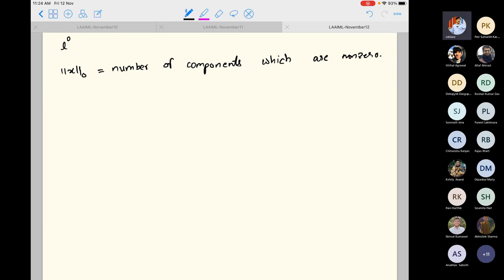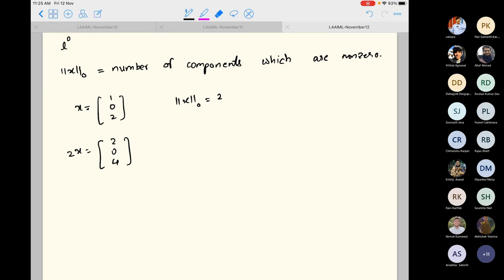I mean, why is it not a norm? Because if I have a vector x which is equal to (1, 0, 2), then what is x0? x0 is equal to 2. Now, if I have the vector 2 times x, which is (2, 0, 4), then 2x will also have x0 equal to 2. But if it were a norm, what should it be? It should be 4, right? So clearly this L0, the counting thing, the number of components which are not 0.